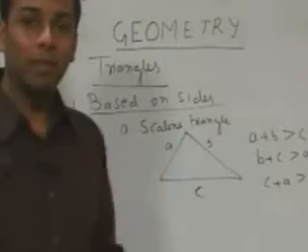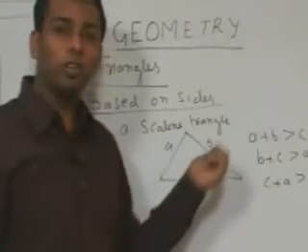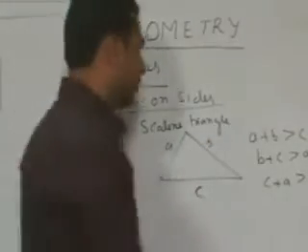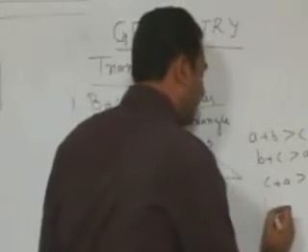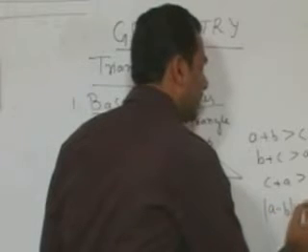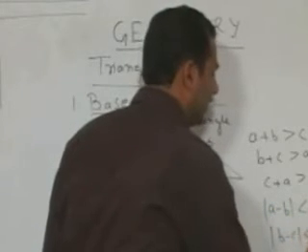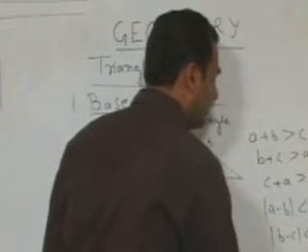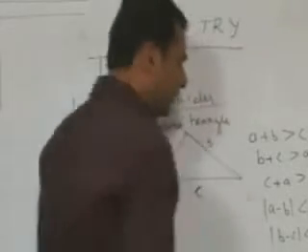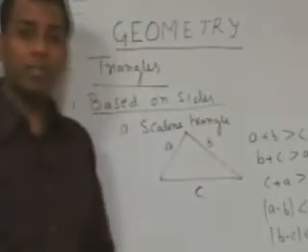At the same time, the difference of two sides is also less than the third side. So we can also say that the mod of A minus B is less than C, the mod of B minus C is less than A, and the mod of C minus A is less than B. So again, these are very important properties of triangles.